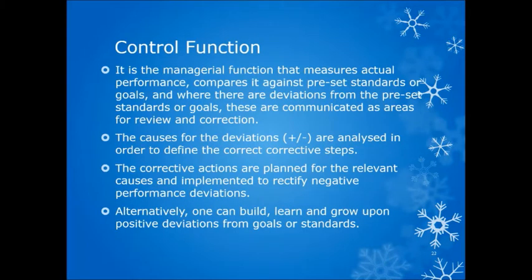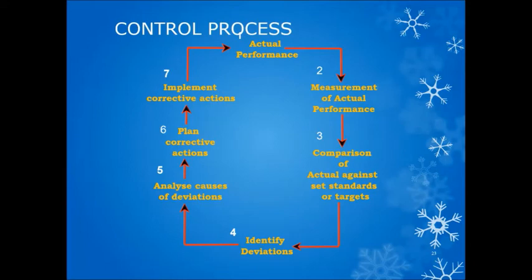The control function is the managerial function that measures actual performance against preset standards of the work. The causes for the deviations are analyzed in order to define corrective actions. So what are the steps of the control process? First, measure the actual performance. Compare the actual against the standard or target. Identify the deviation. Analyze the causes of deviations. Plan corrective action. Implement the corrective actions. So it is a cyclic process.